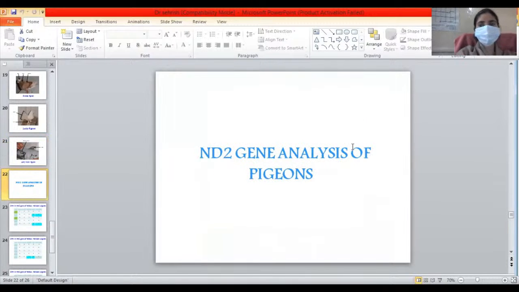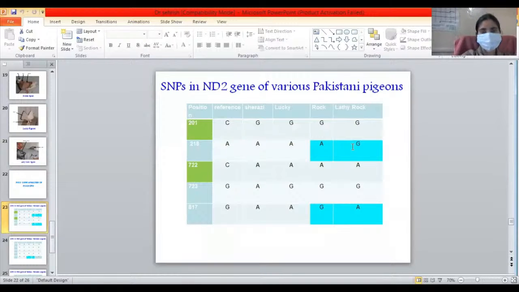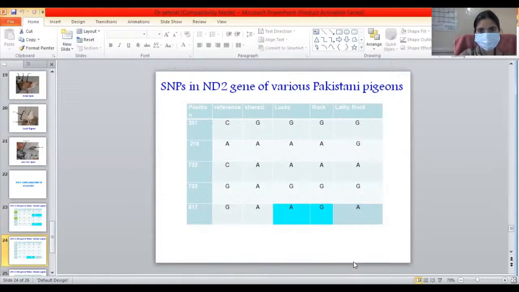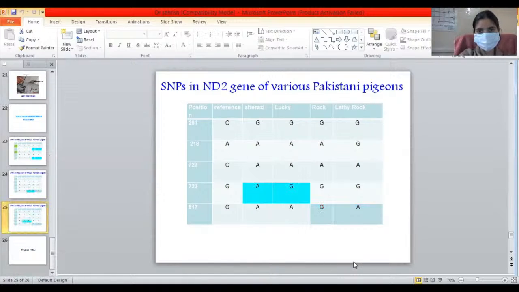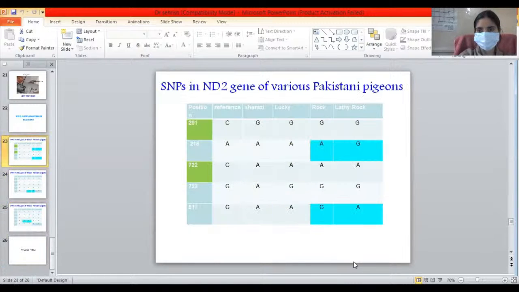The sequence analysis of the ND2 gene shows that some SNPs have been identified that can be used as DNA barcode markers at different positions. At position 218 there is an A and a G change, and at position 817 there is a G and an A change from the reference sequence. So this can be used as a molecular marker for identification. The same is true for the Lucky and Rock pigeons and the Shirazi and Lucky pigeons. So these are the SNPs and polymorphisms which can be used for the development of barcodes, and these barcodes can be used for the authentic identification of the bird.